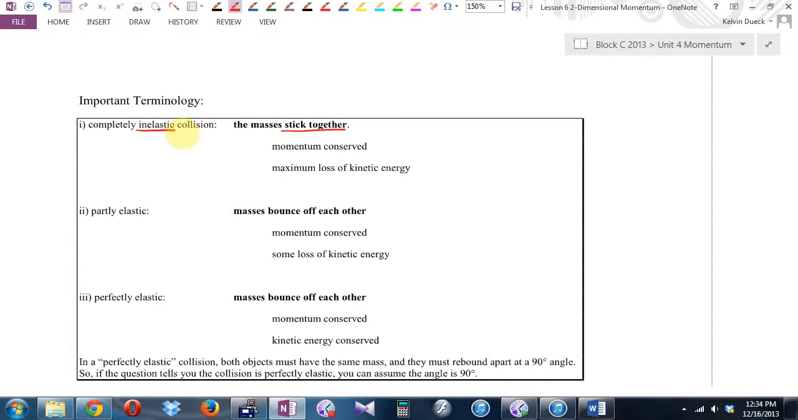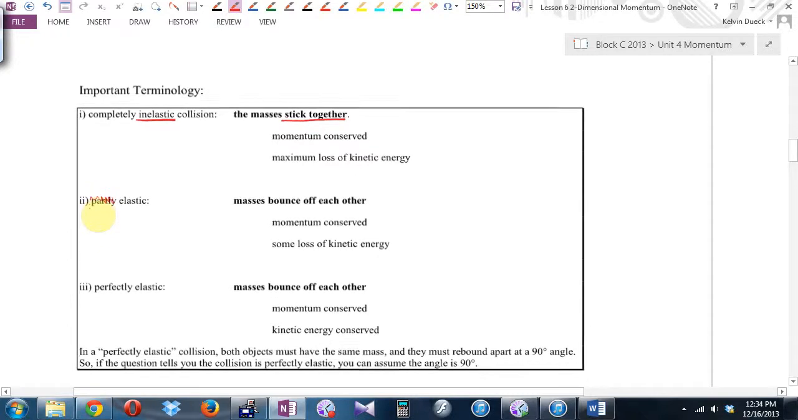Okay. The second, you can scratch out the word partly. We're just going to call it an elastic collision. In an elastic collision, they bounce off each other. Body checking. Some car crashes. Curling is a great example because curling rocks don't stick together. They bounce off each other. You need to know the difference between an elastic and an inelastic collision.